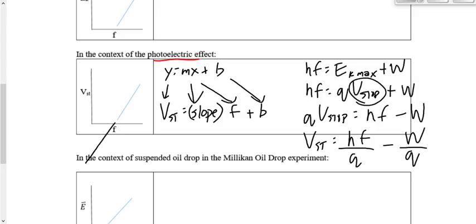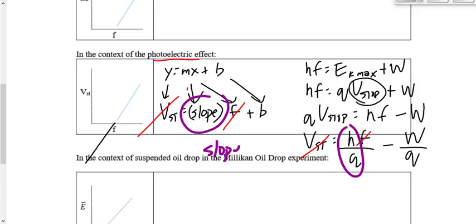Yeah, you can do that. I don't actually do that, but you could, yeah. Now I'm just going to cross off things that appear in both. V stop appears in both. f appears in both. Okay, what am I left with? The slope is equal to, anybody? h over q.